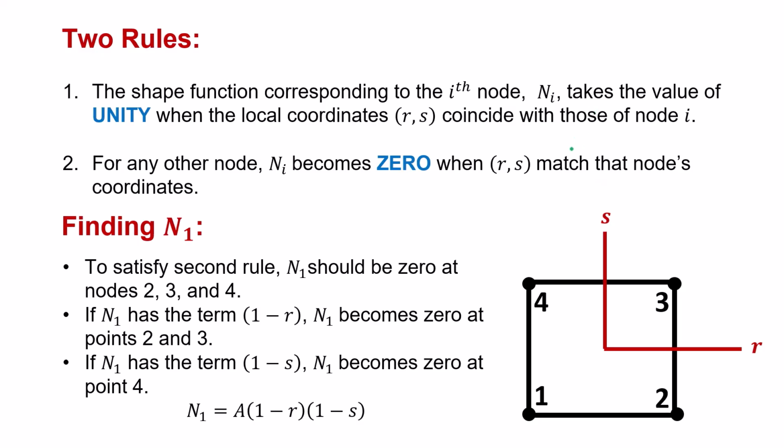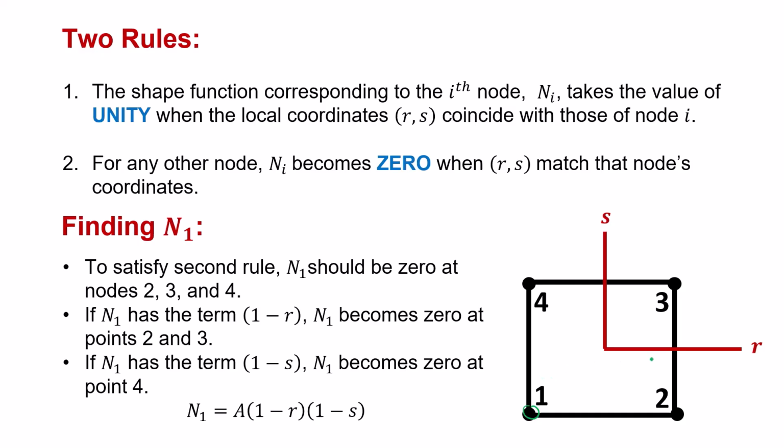There are two simple rules to remember. Rule number 1. The shape function for a node must be equal to 1, or unity, when we are exactly at the node's position in natural coordinates. Rule number 2. The same shape function must be 0 at all other nodes. Let's apply these rules to find the shape functions for node 1 here.